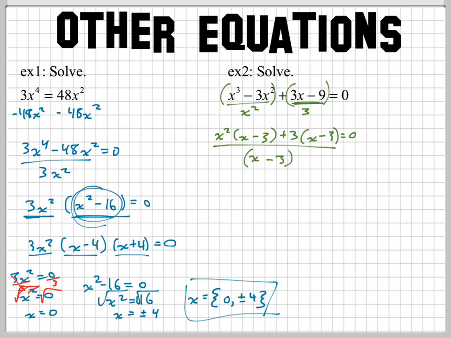So then, that would cancel out, and that would cancel out. So make sure you show that you take out an x minus 3, and then you write what you have left over. X squared plus 3 equals 0.